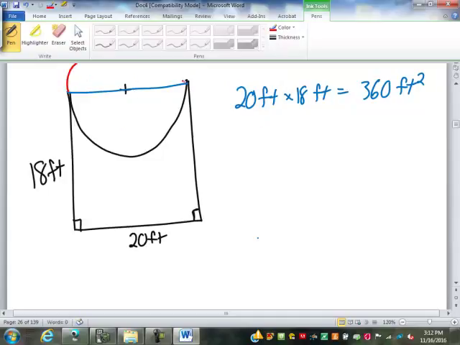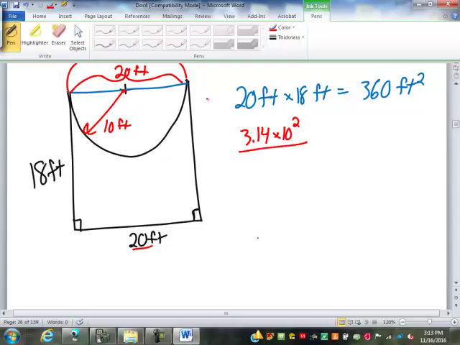Well, what we do is we look at it as if it were a full circle. What would its radius be? Well, how far is it all the way across? 20. Perfect. So the radius has to be 10 feet. So the area of that whole circle would be pi, 3.14, times 10 squared. Since it's only half a circle, we divide by 2.